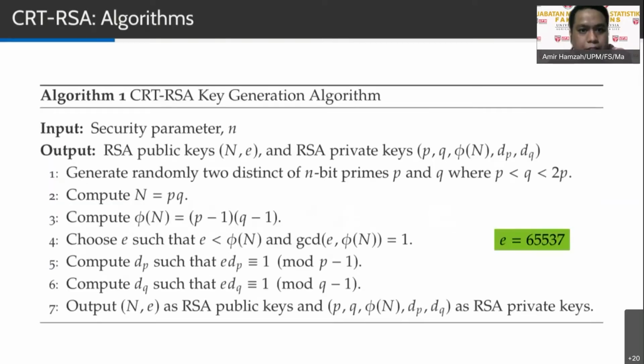This is the CRT-RSA key generation algorithm. The difference is that there are two decryption keys, dp and dq, such that these two conditions are satisfied. Of course, we can still use the common value of the public key, e equals 65537, because the condition for e is just that e should be less than φ(n), and gcd(e, φ(n)) equals 1.